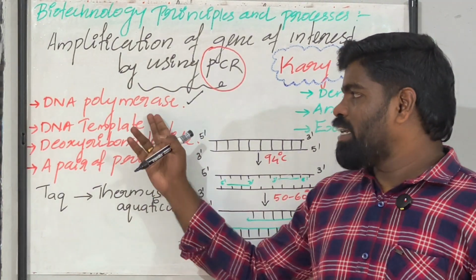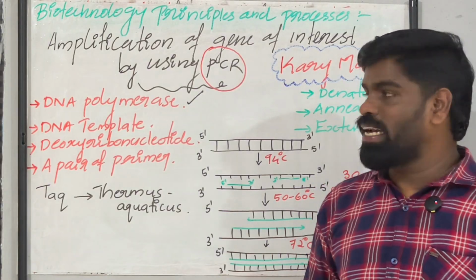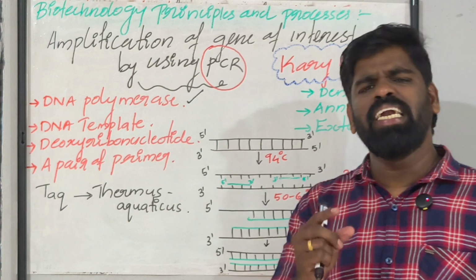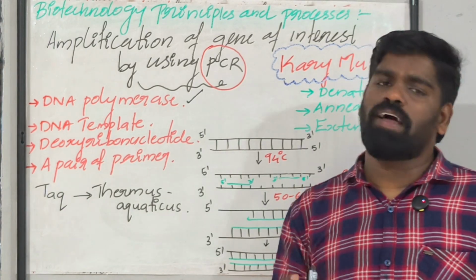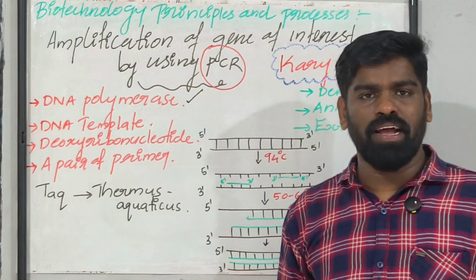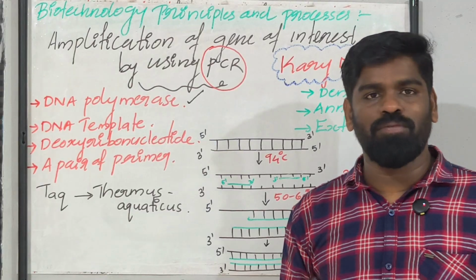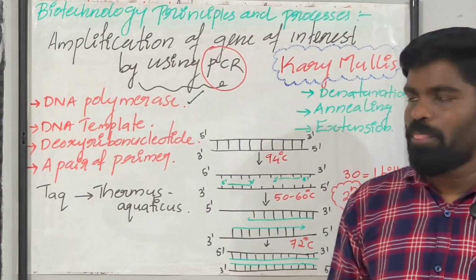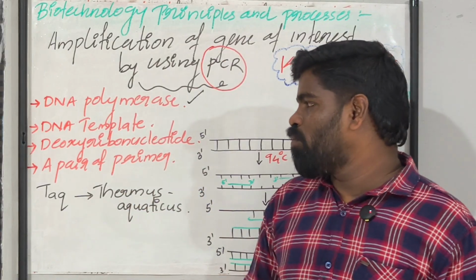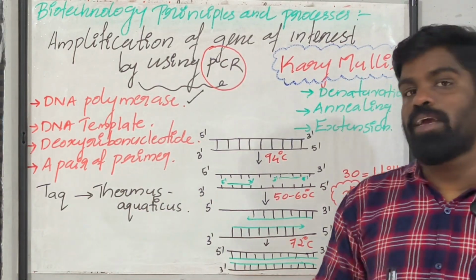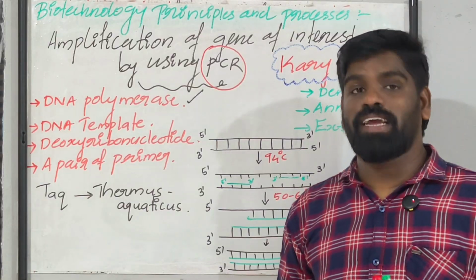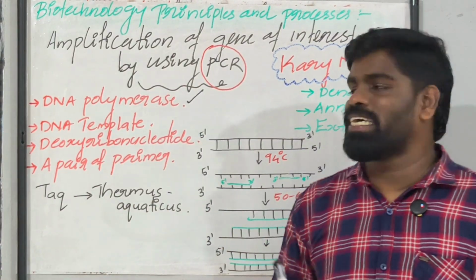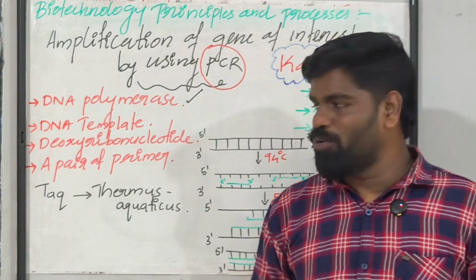So an enzyme is required, that is DNA polymerase enzyme. Then a DNA template, that means a small template DNA fragment is required. It is the fragment of DNA which is to be amplified. Now deoxyribonucleotides are the substrate. The substrate is required for making a new strand. That is deoxyribonucleotides.